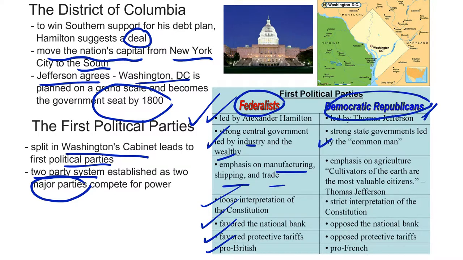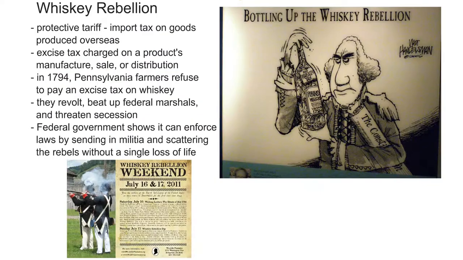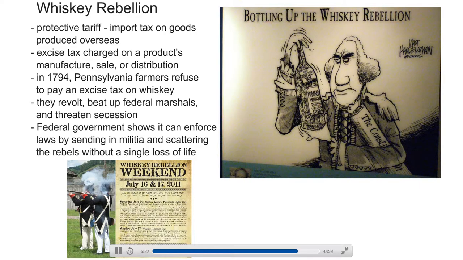The Democratic Republicans were led by Thomas Jefferson. They were for strong state governments led by the common people. They emphasized agriculture and farming as most valuable. They had a strict interpretation of the Constitution, opposed the national bank, opposed protective tariffs, and were pro-French.